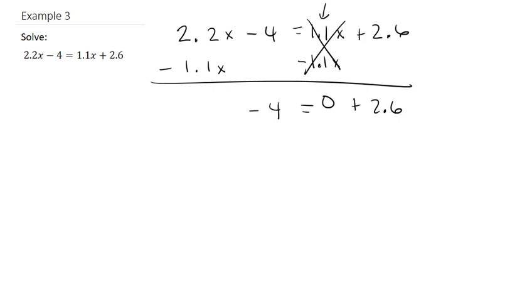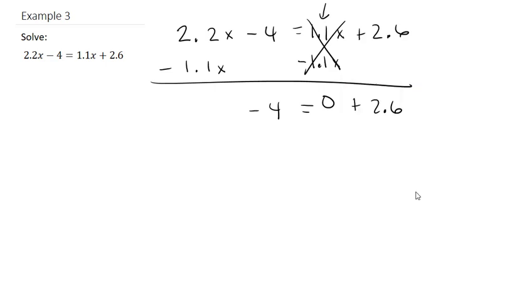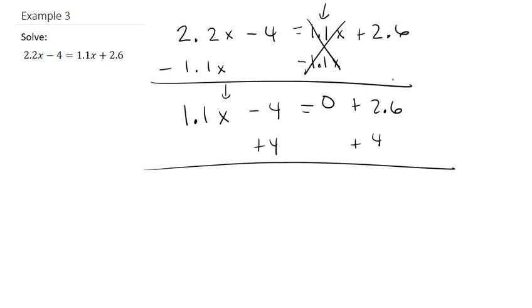We have this negative 4, we're just going to bring down. And then we have 2.2 minus 1.1, which is just equal to 1.1x. Now we need to get x by itself. So let's add 4 to both sides. We're going to add 4 to the 2.6. So this just becomes 0. And then 2.6 plus 4 is just 6.6. And then we have 1.1x here.